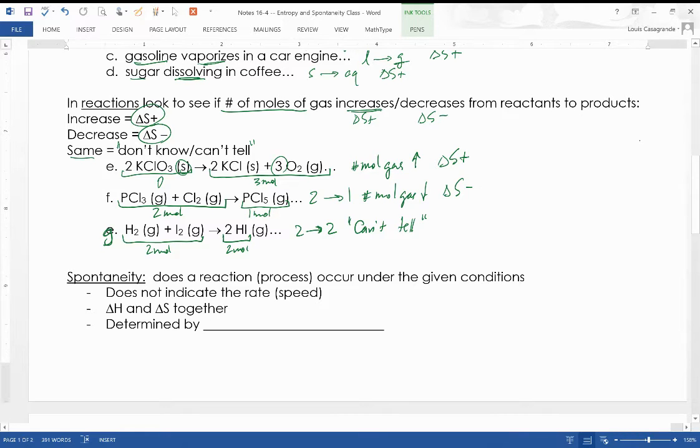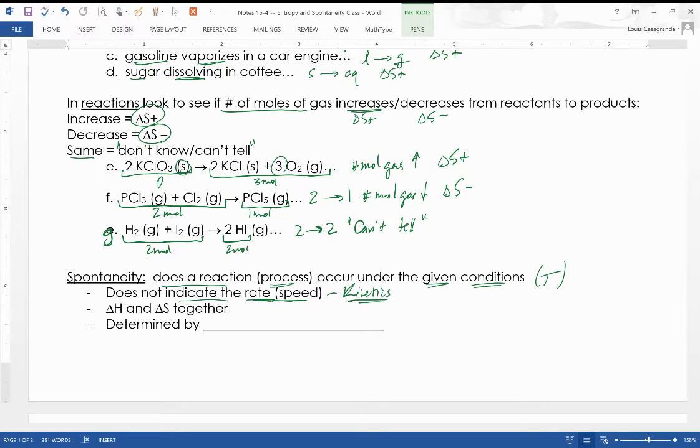Now, let's move on to the concept of spontaneity. The test we're going to put on it asks the question, does a reaction or a process, it can be a physical process like melting or freezing as well, occur under the given conditions? And the given conditions are going to involve temperature. It does not indicate, however, the speed or the rate of the reaction. That's something called kinetics. We're going to start to cover kinetics next week as the second part of this unit. That's how fast reactions occur.